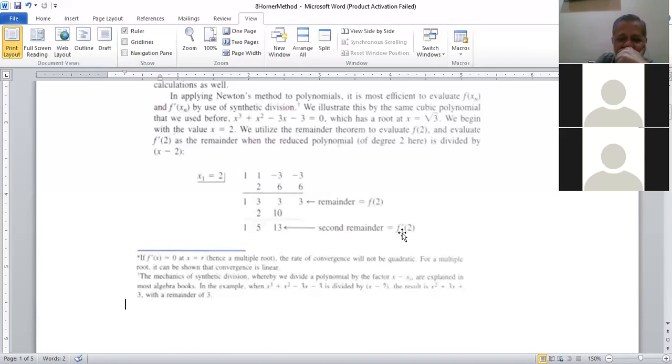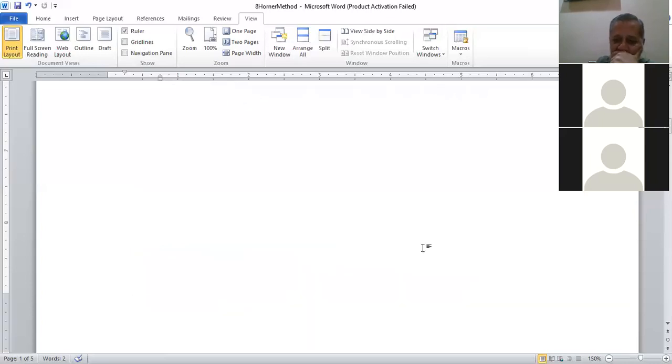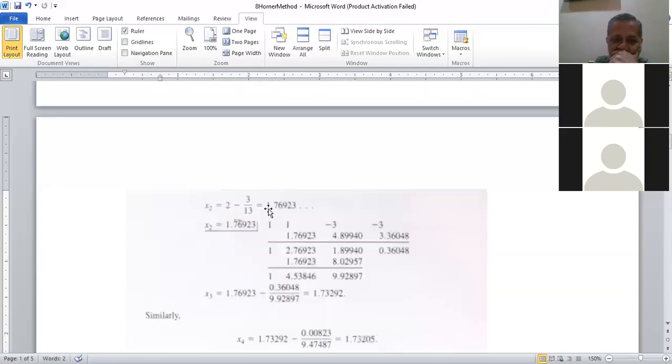This is a method in which we calculate function value as the first remainder of synthetic division and derivative value as the second remainder of the synthetic division. So we get function value at 2, we get derivative value at 2. उसके बाद न्यूटन मेथड का एक स्टेप लगाएंगे, x माइनस एफ एक्स डिवाइडेड बाई एफ प्राइम एक्स। So we get 2 minus 3 upon 13.